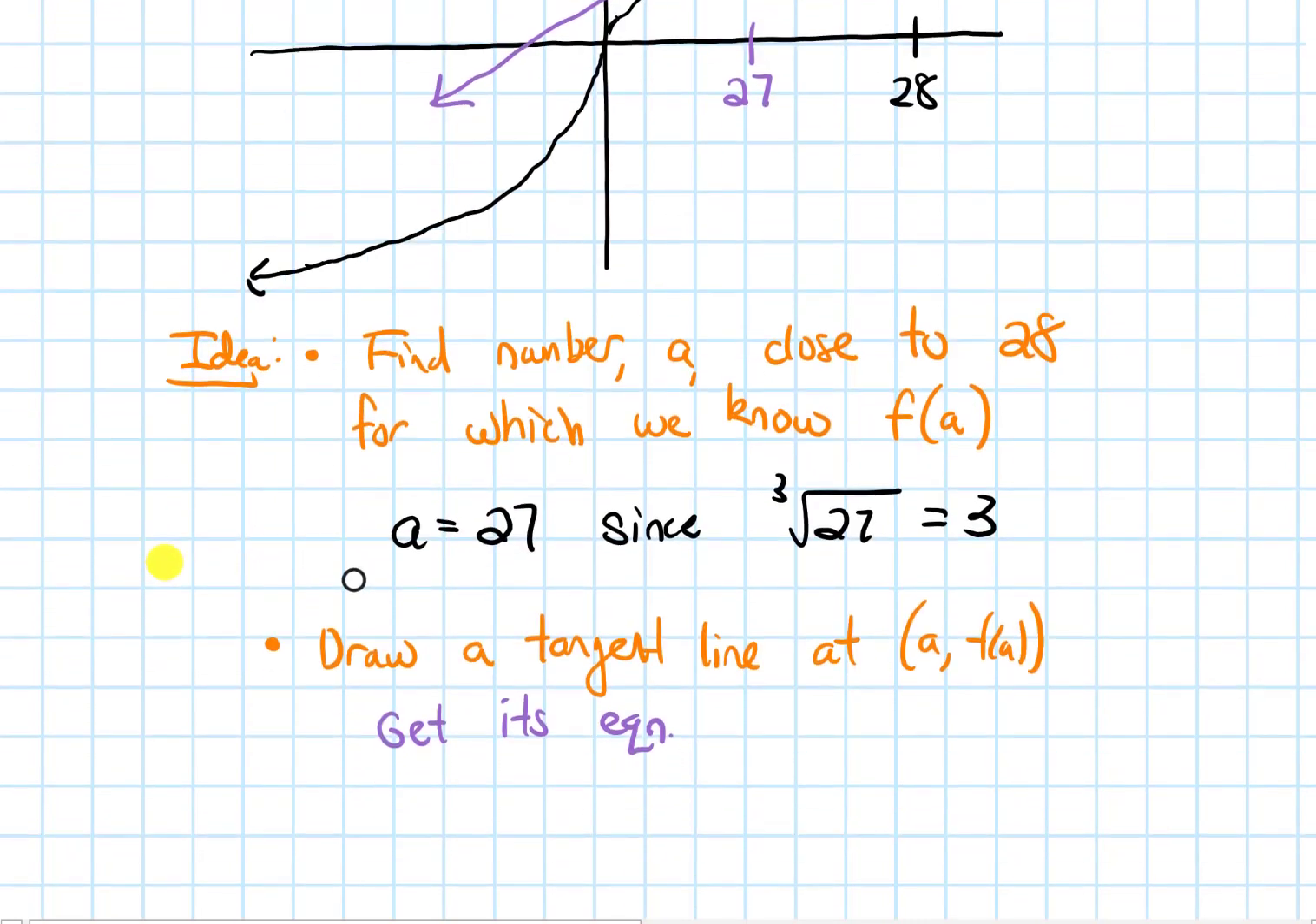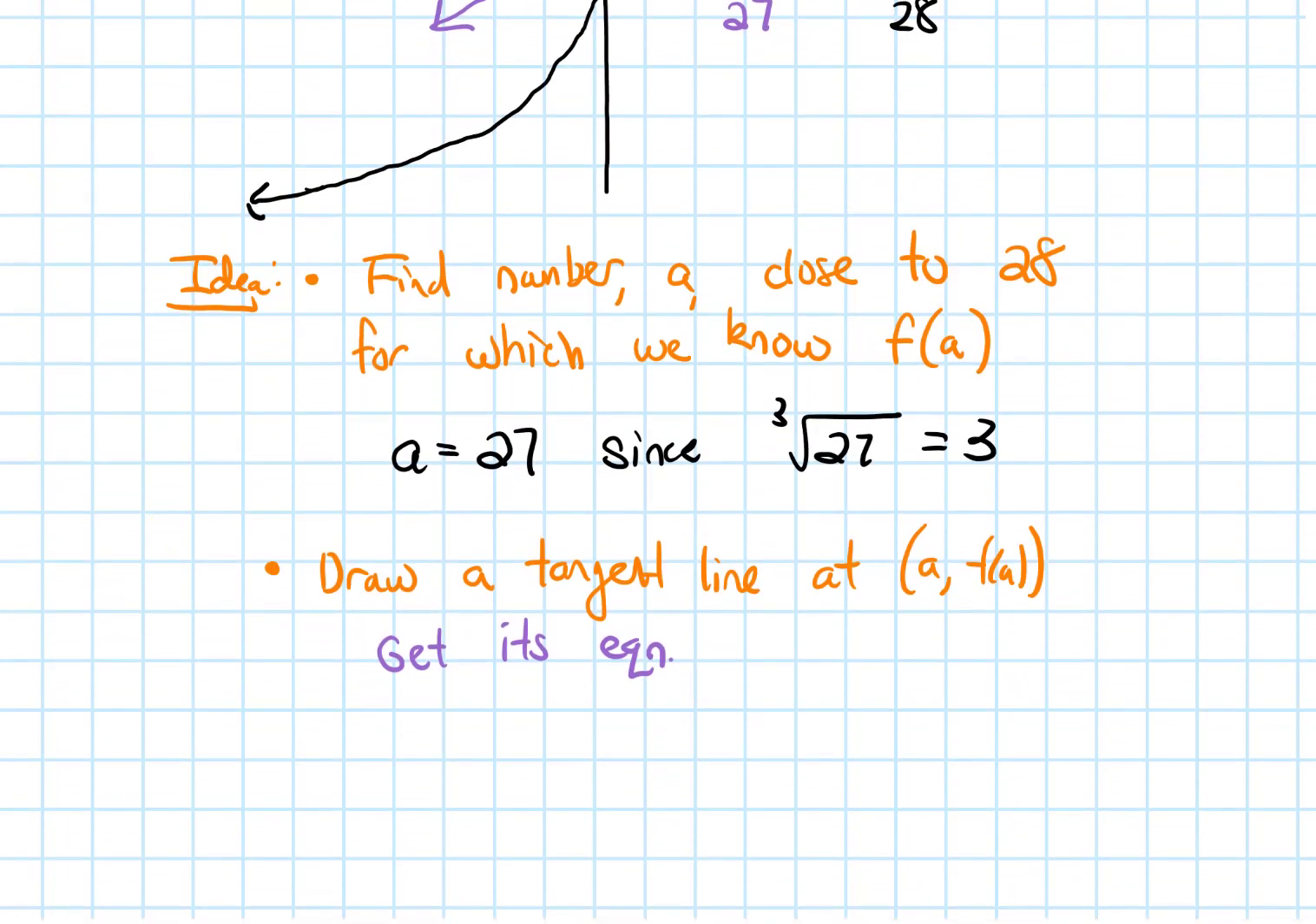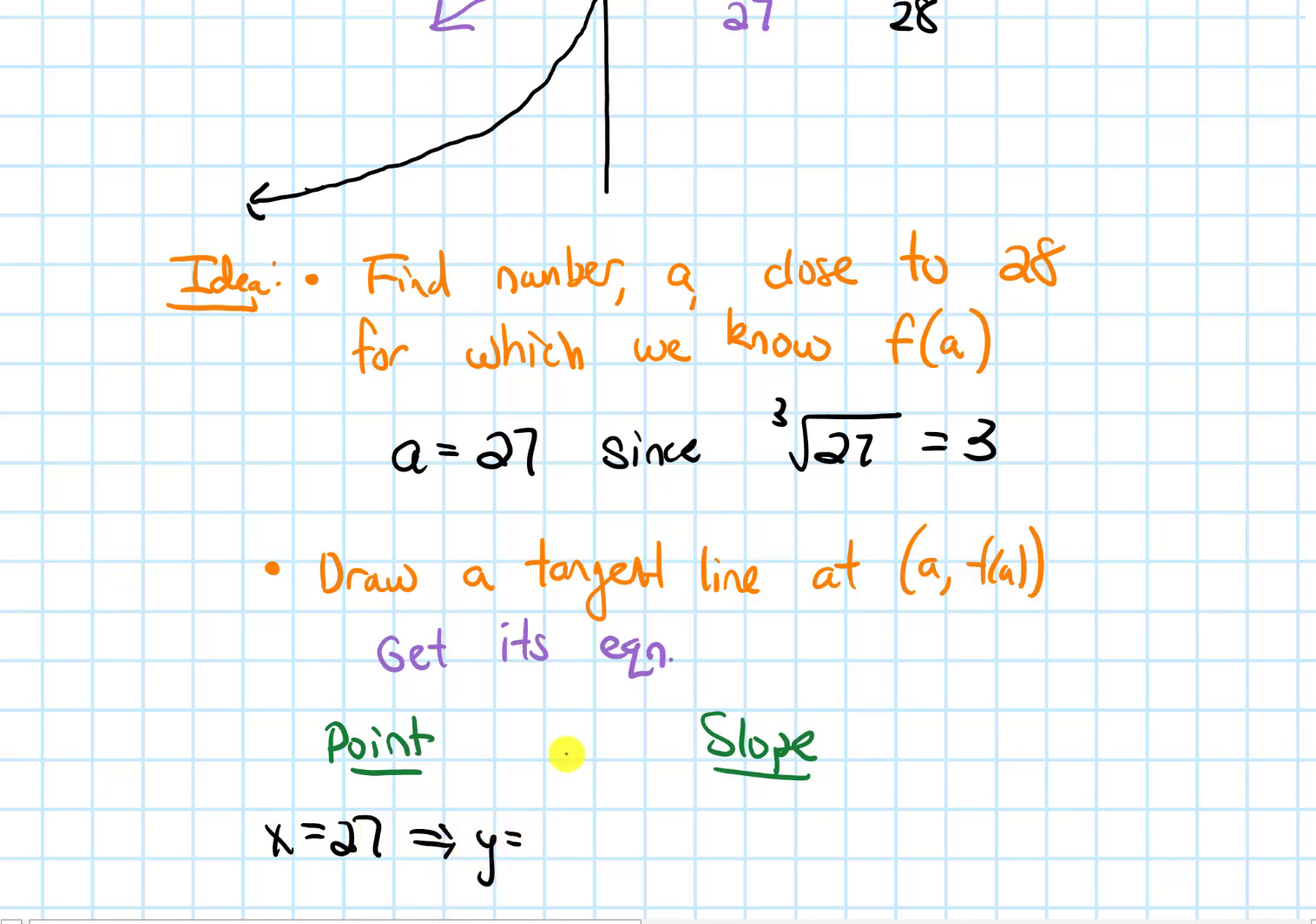So to get the equation of this line, we will need to know the slope and a point. So we need the point and a slope. All right, so for the point, I know my x coordinate is 27, and the y coordinate, well, we know that already also. It was the cube root of 27, which is 3.